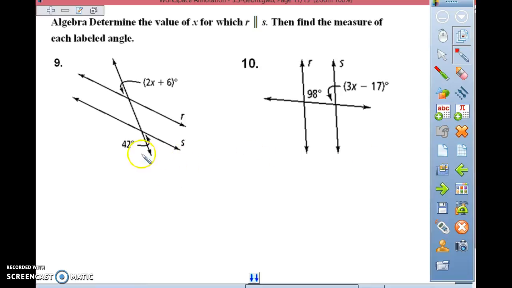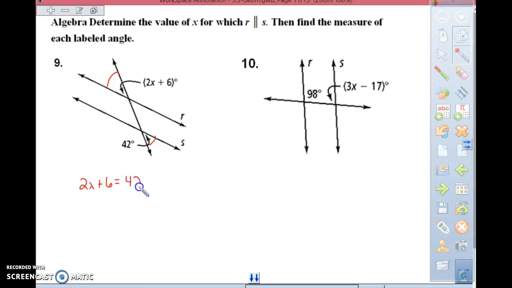Numbers 9 and 10. Determine the value for x which will make the lines parallel. And here comes the algebra. So looking at the angles, I see alternate exterior, and they are equal. So 2x plus 6 would have to equal 42 for our lines to be parallel. So we get 2x equals 36, so x would have to be 18. So then, if we plug in, that would give us 42 degrees.